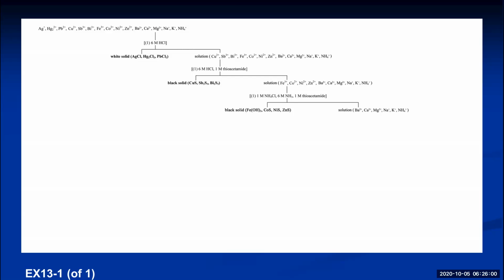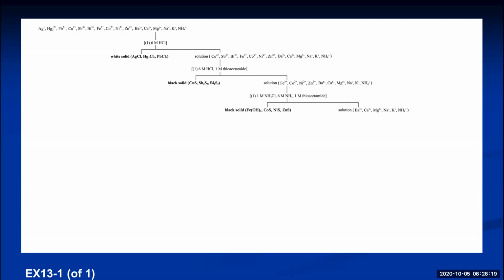Iron 3 will precipitate out as a hydroxide in the basic solution, and then cobalt 2, nickel 2, and zinc will all precipitate out as sulfides. We're going to take these 4, and in today's experiment, we're going to learn how to separate and analyze for those. It's really important the order we're doing this in.